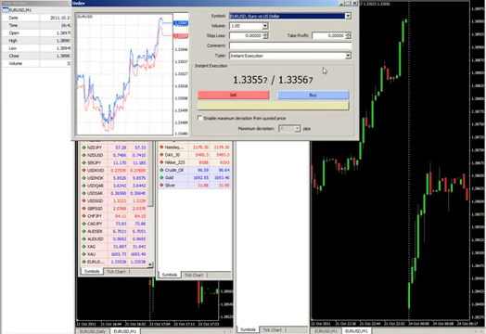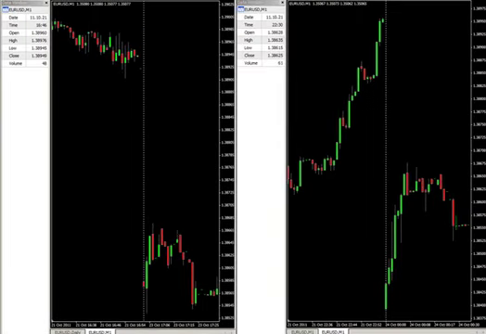Well, that about wraps it up for showing you how to do it manually. So let's move on. Right now, you've seen a proven way to pocket pip gains like clockwork. I kept my promise.